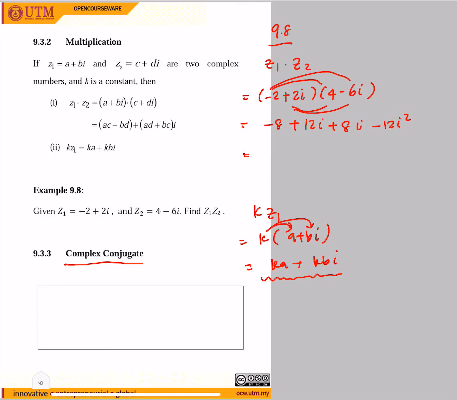So here is minus 12 multiplied with minus 1. We will obtain 12. So we will have minus 8 plus 12, plus 12 plus 8i. So 12 minus 8 will have 4 plus 20i. So this is our answer.